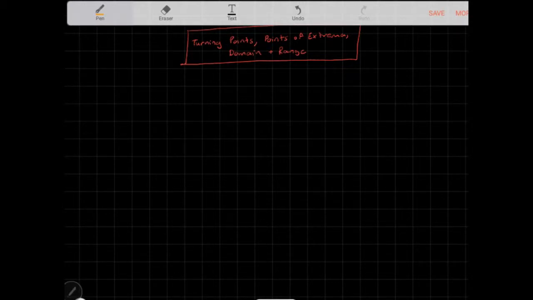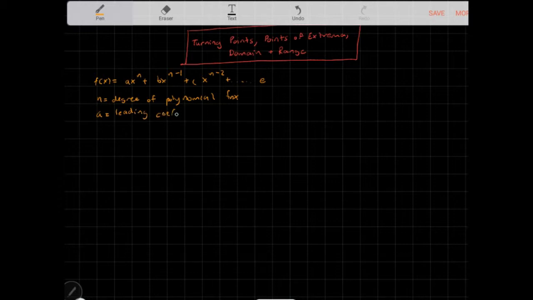So we talked about how by knowing the degree of a polynomial function, and remember that polynomial functions are in the form of ax^n + bx^(n-1) + cx^(n-2) + and let's just keep going, let's say to e. n is the degree of the polynomial, and the degree is the highest power of the polynomial function, and a is the leading coefficient, and ax^n is your leading term.